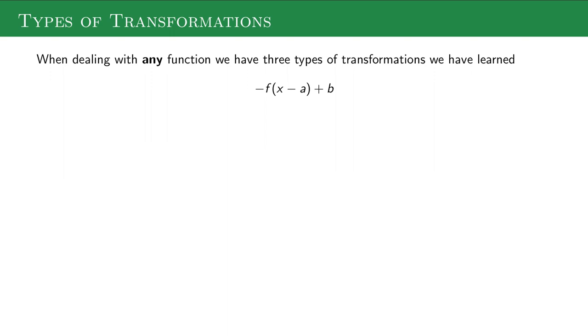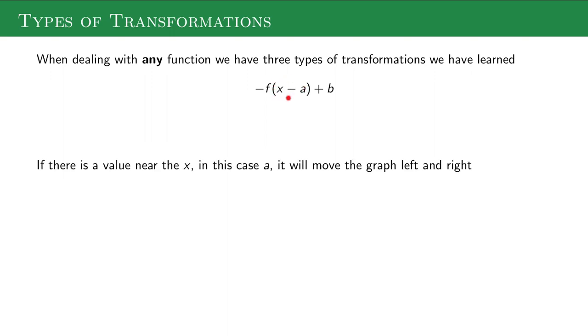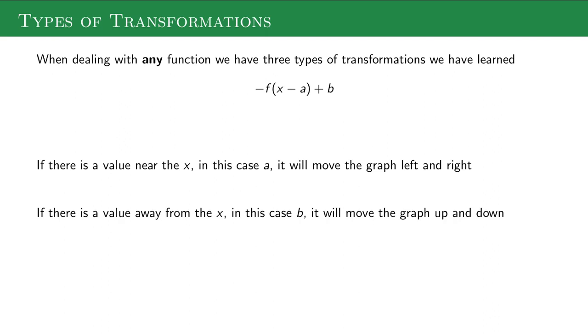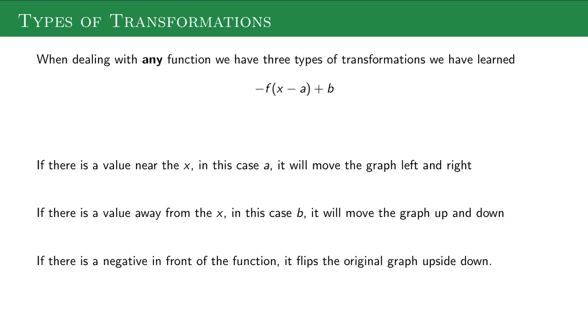You can add or subtract inside, near the x, so this could be inside a square root, inside an exponential, anything. Inside, near the x, that's going to move your graph left and right. Outside, away from the x, so after the square root or after the squared or anything like that, that's going to move your graph up and down. And the last one we learned is you could put this negative at the front here. That negative just flips your graph upside down.